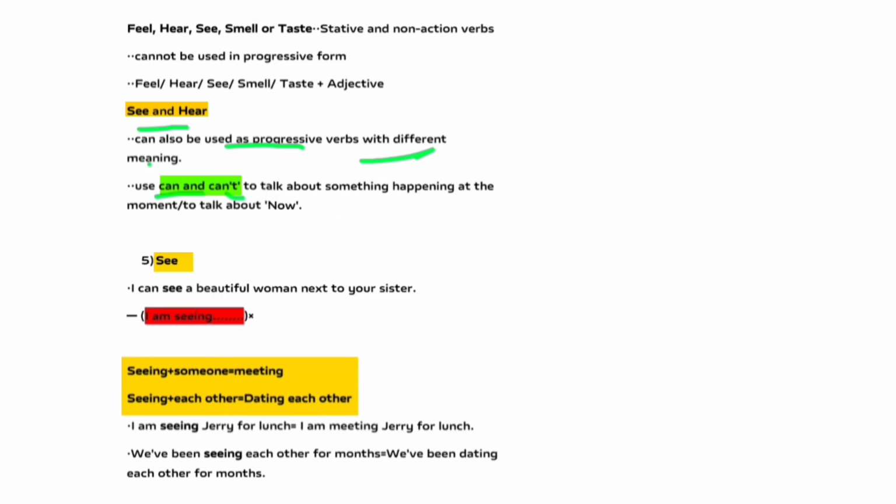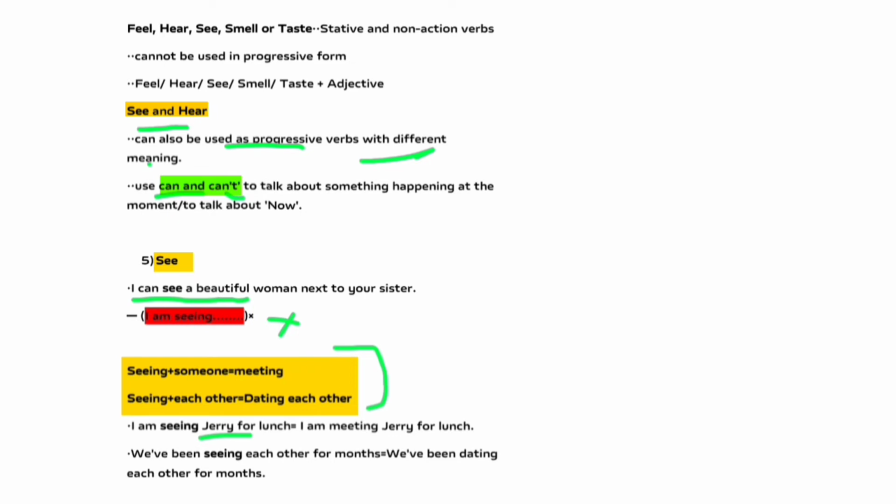Let's see some sentences. I can see a beautiful woman next to your sister. We cannot say I am seeing, this would be wrong. But if we are using them in progressive form by putting ing in the verb, it gives us a totally different meaning. Like in the sentence, I am seeing Jerry for lunch.